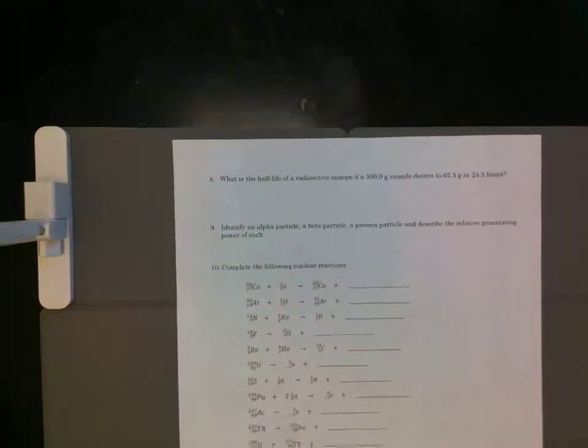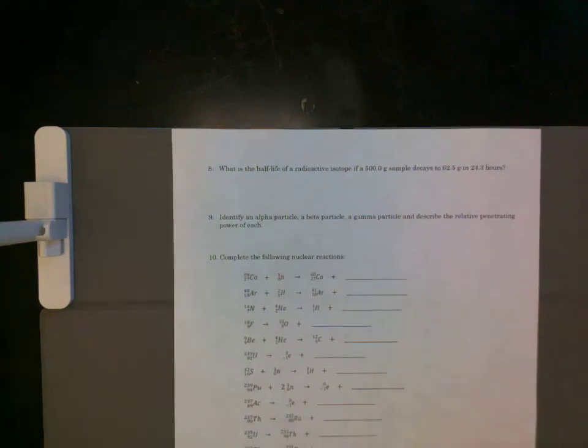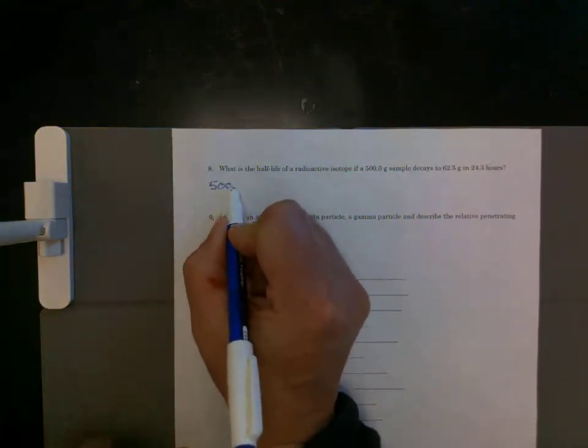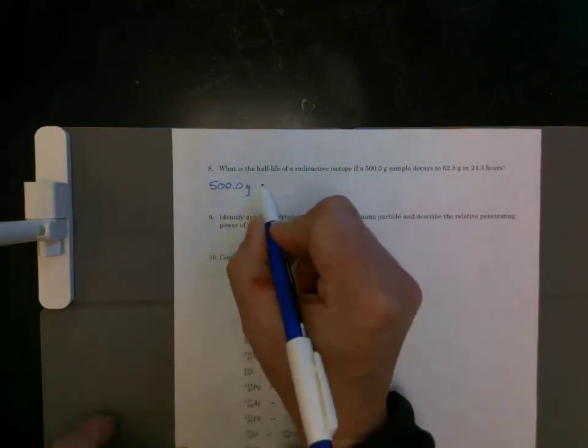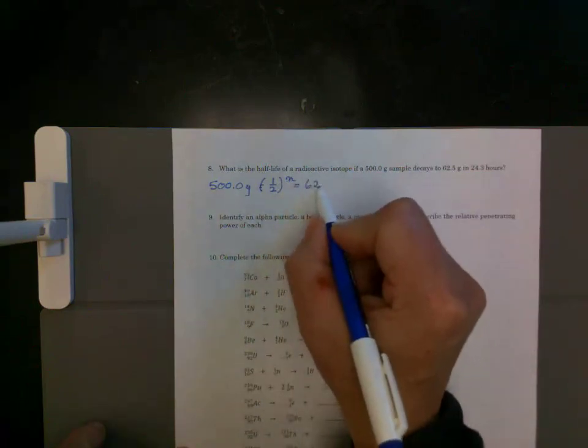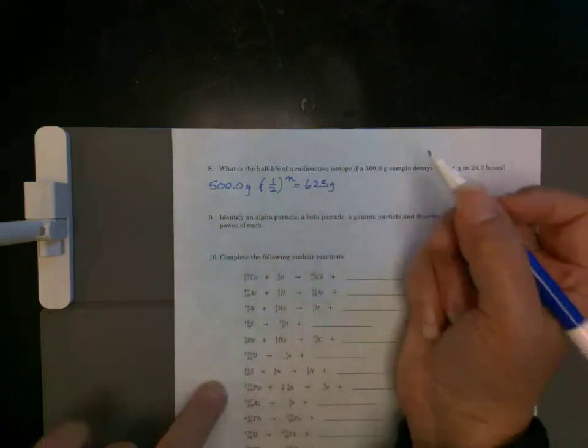In number 8, we have to do the same thing. So 8, what is the half-life of a radioactive isotope, if 500 grams decays to 62.5 grams in 24.3 hours? So we're going to have to solve for our n and then get our half-life from that. So our original amount is 500 grams. We have to multiply that times 1/2 raised to the n, and we end up with 62.5 grams.